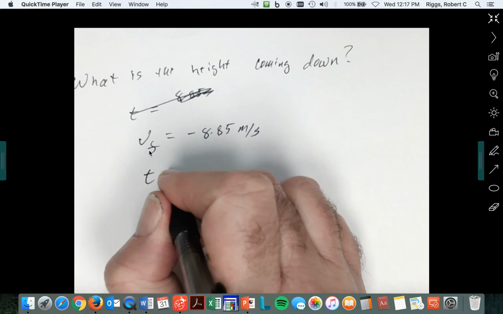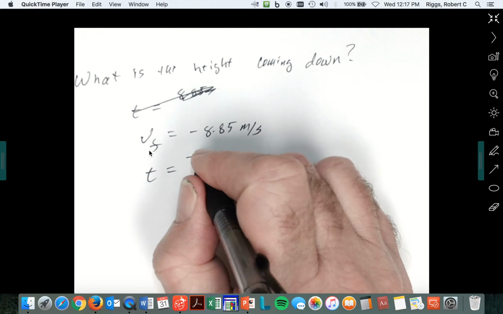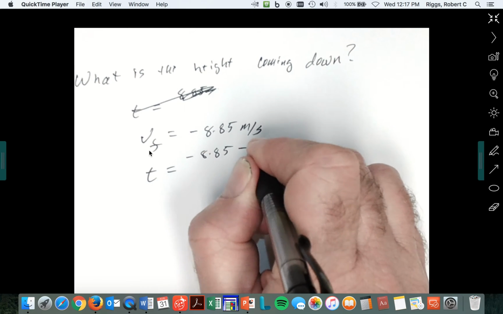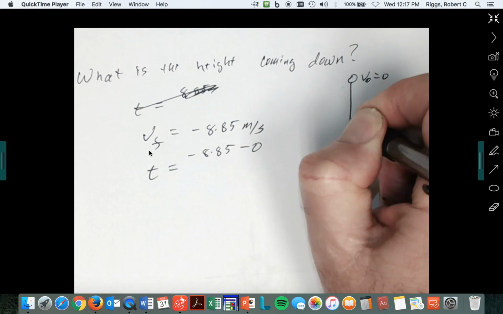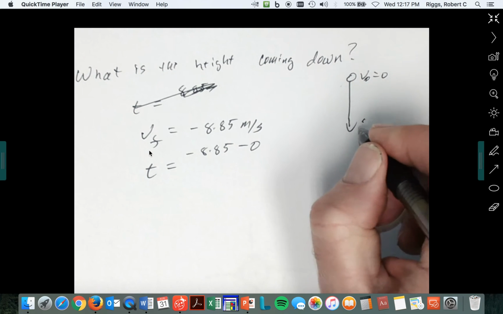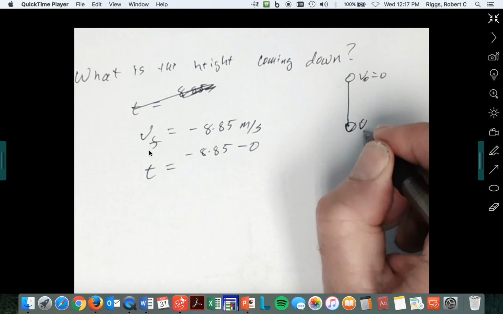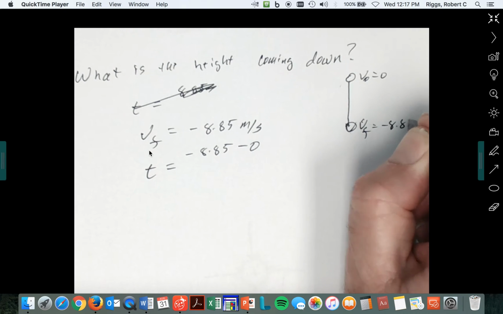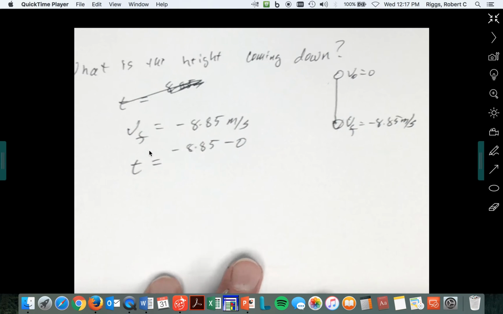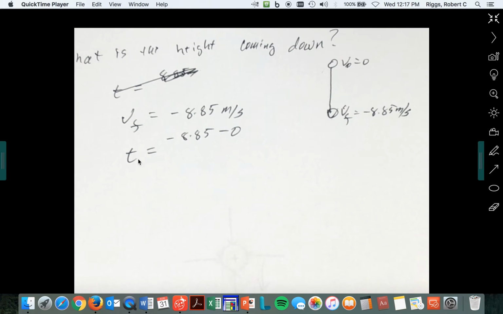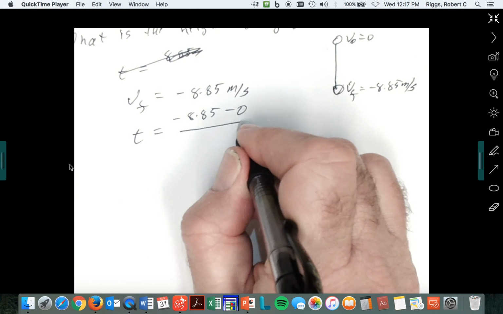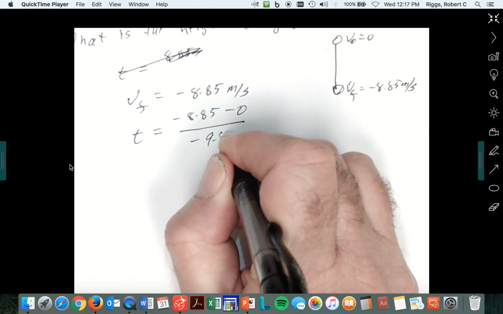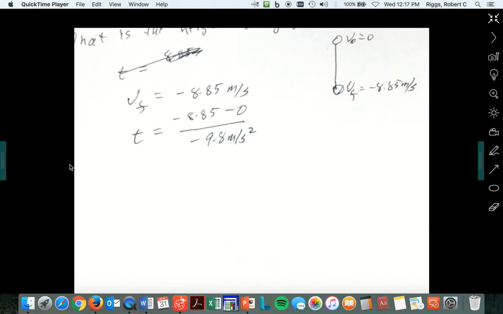So t is equal to negative 8.85 minus, now this is from when it's gone up and now it's coming back down, where v naught is equal to 0, and now we're seeing at it's down here where v final is equal to negative 8.85 meters per second. You got to keep the direction in mind, and I was doing an amateur mistake. So the time is equal to that divided by the negative 9.8 meters per second squared.